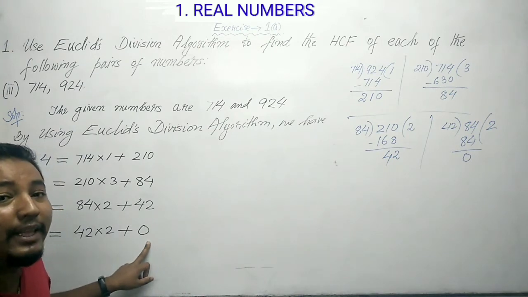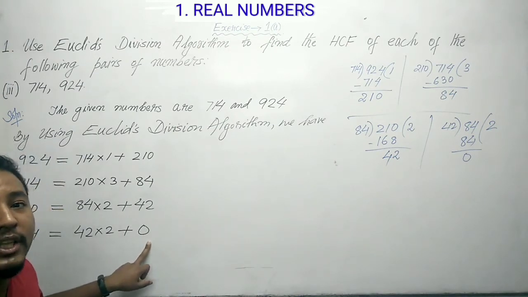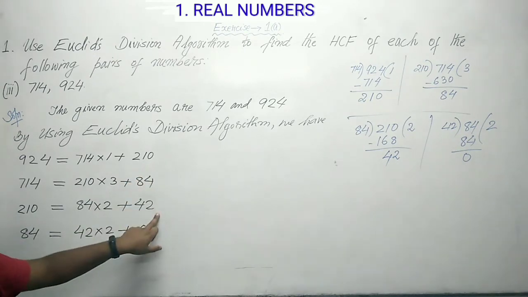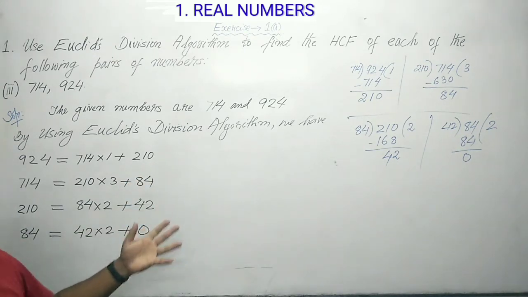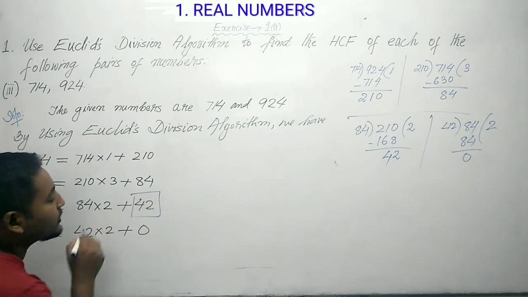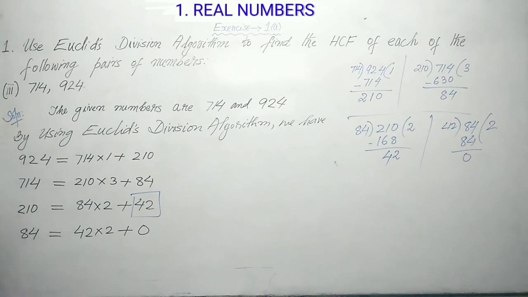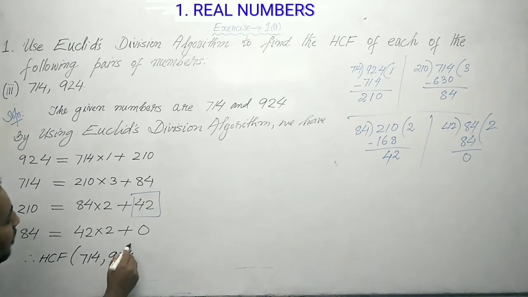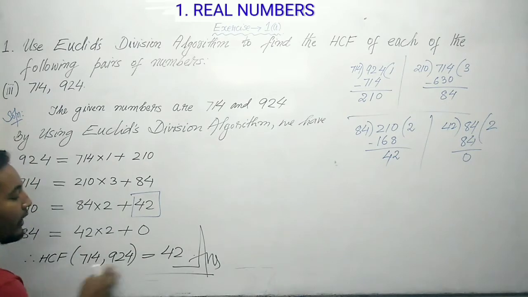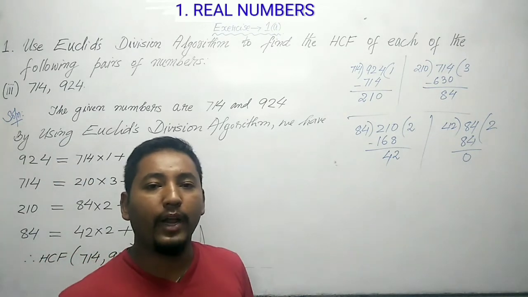So the HCF will be the last non-zero remainder. Which is the last non-zero remainder? This is also a remainder, this is also a remainder, this is also a remainder. So which is the last non-zero remainder? This is the last non-zero remainder. 42 is the last non-zero remainder. Therefore, HCF of 714, 924 equals 42, which is our required answer. Let's go for next question.